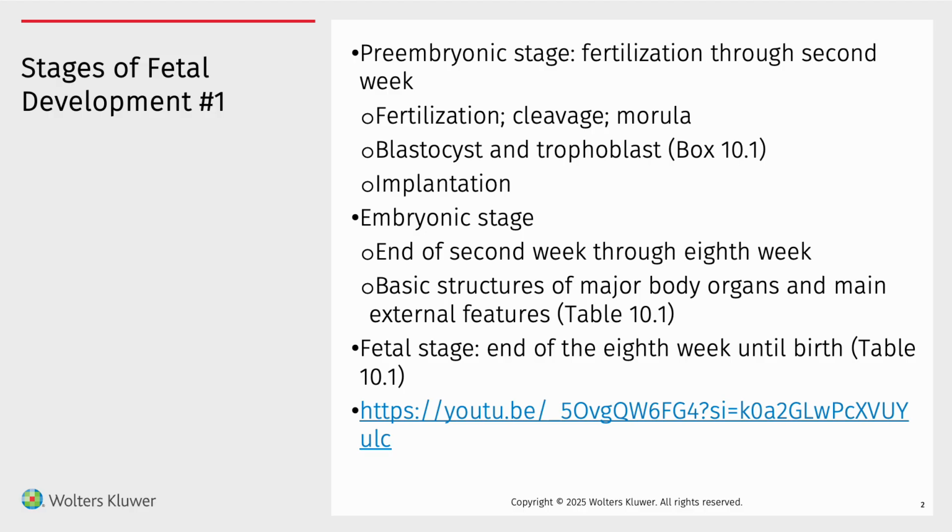Cleavage. After fertilization, rapid mitotic cell division begins. The zygote divides into smaller cells called blastomeres, without increasing in size. This process is called cleavage. Morula. Around day 3, the zygote becomes a morula. This is a solid ball of 16 cells. The morula enters the uterus and then continues to divide.